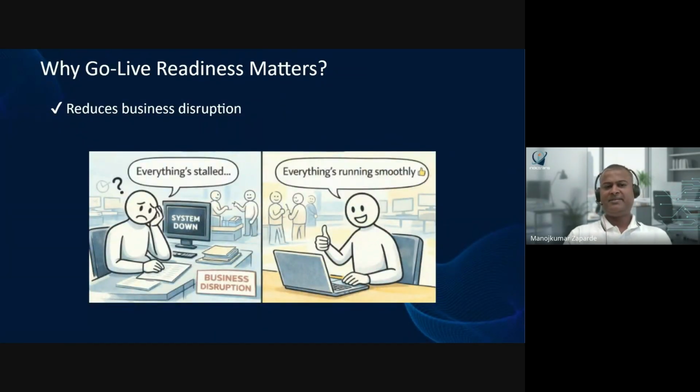The third point is to reduce business disruption. If we did proper UAT testing and followed the test cases or business transactions, we will not see what you can see on the left-hand side, a system down where everyone is stuck. In the second picture, the business is working fine. Why? Because we did the testing properly and checked the system as per the requirement. This is the kind of readiness that we can prepare before going live.